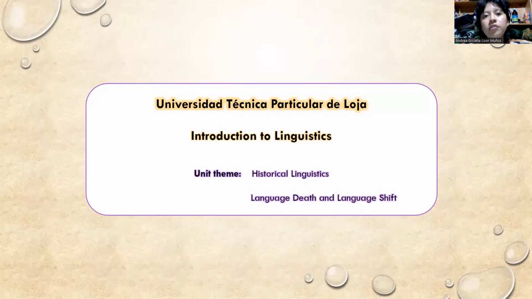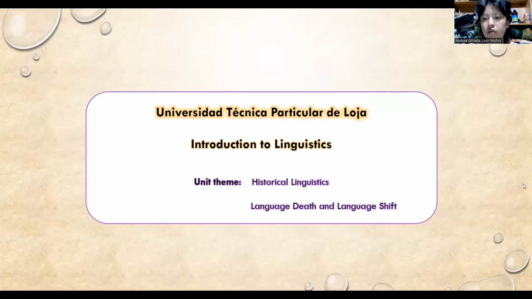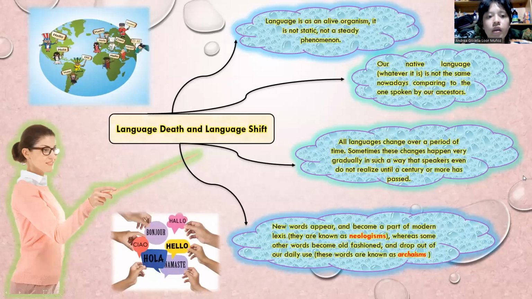Right now, I'm going to explain the difference between dead and extinct languages and the consequence of disappearing languages for cultural heritage. So, here we go. First, we have our cover: Introduction to Linguistics, Unit Theme: Historical Linguistics, Language Death and Language Shift. We continue. Language death and language shift.